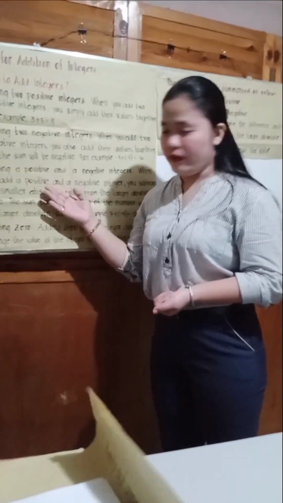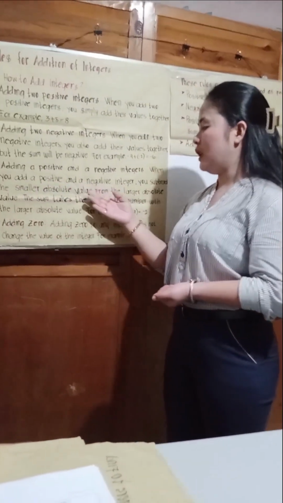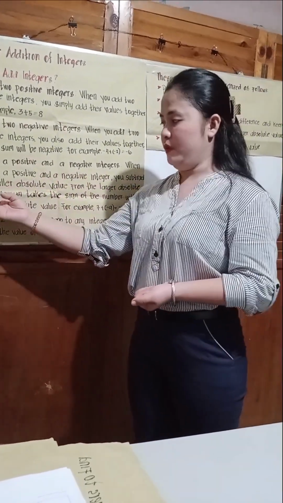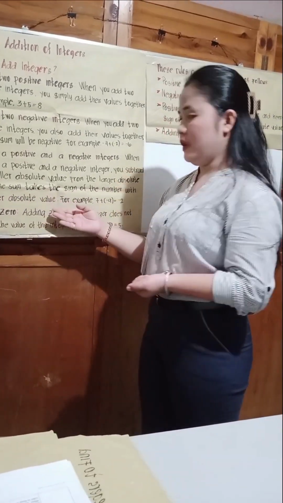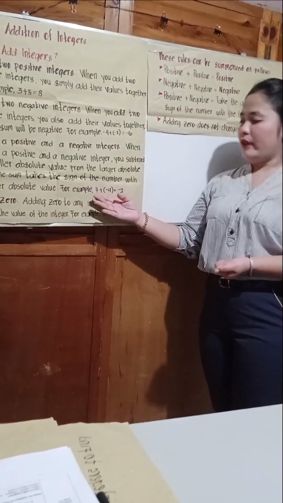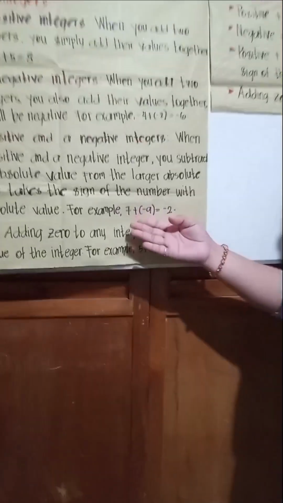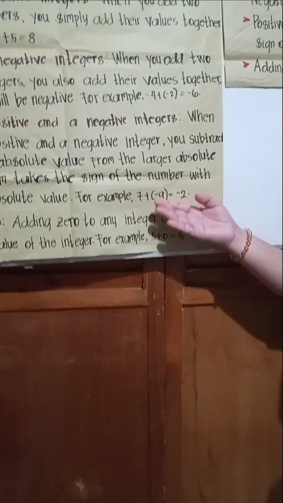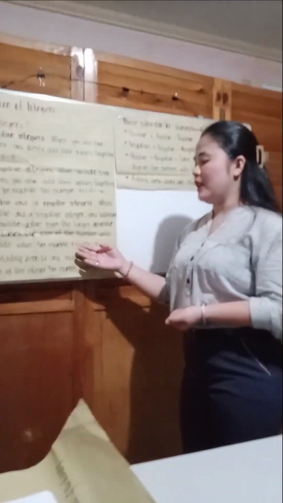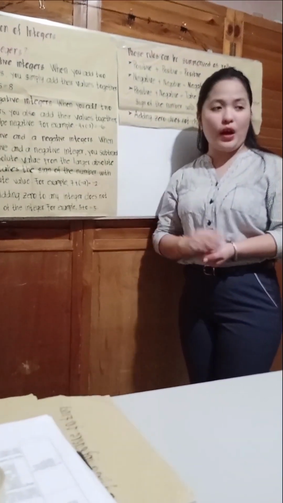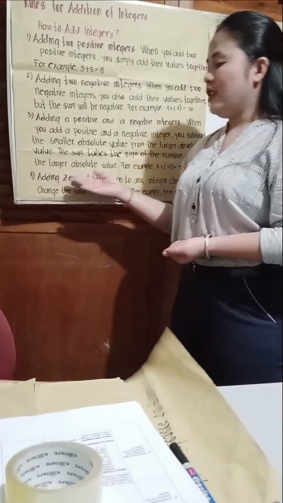Number 3. Adding a positive and a negative integer. When you add a positive and a negative integer, you subtract the smaller absolute value from the larger absolute value. The sum takes the sign of the number with the larger absolute value. For example, positive 7 plus negative 9 is equal to negative 2. Since the sign of 9 is negative, the sum of 7 plus negative 9 is equal to negative 2. Got it? Any questions? Very good.